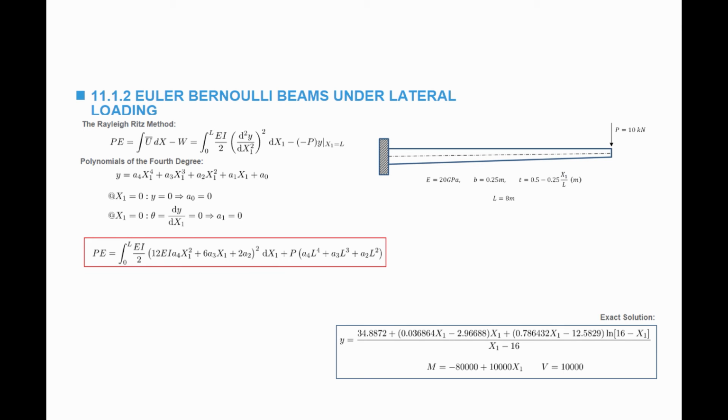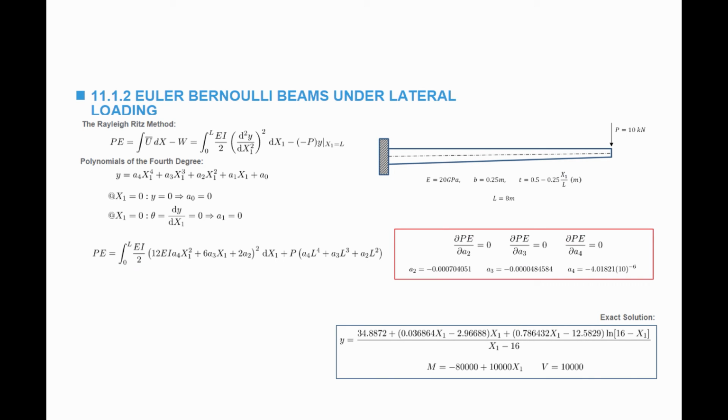The potential energy of the system is EI over 2, multiplied by the second derivative of y with respect to x1, squared, integrated, so I end up with this equation, plus P multiplied by the displacement of the free end. The displacement of the free end is y when x1 is equal to L.